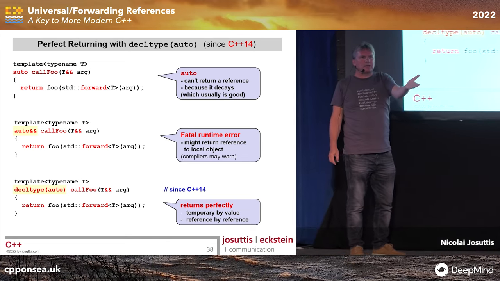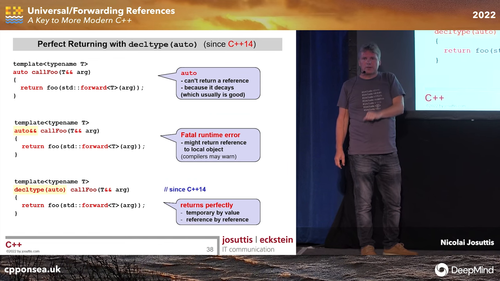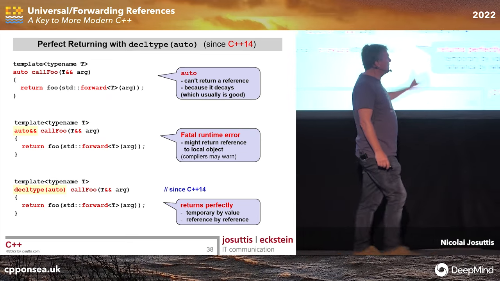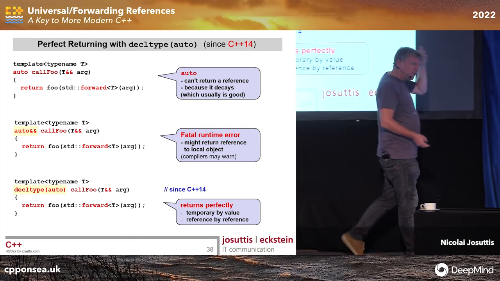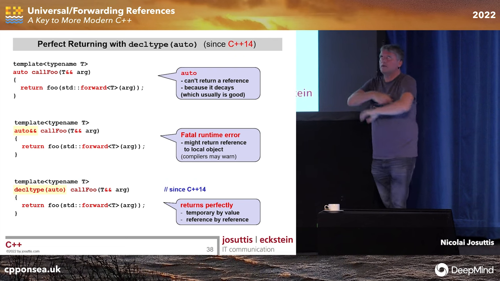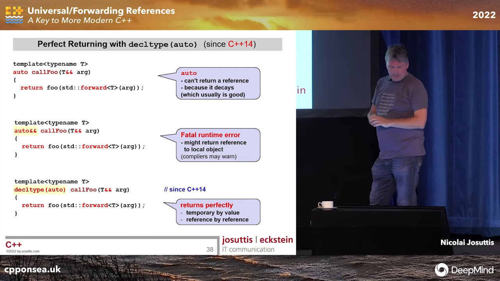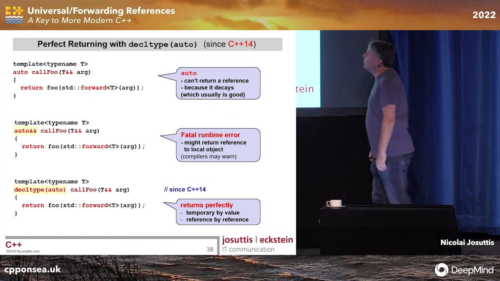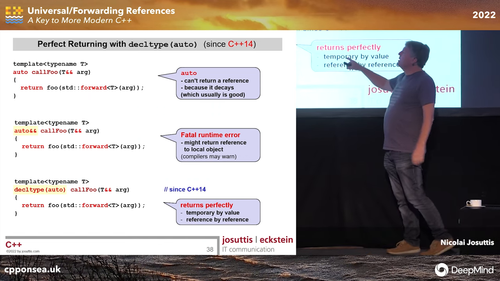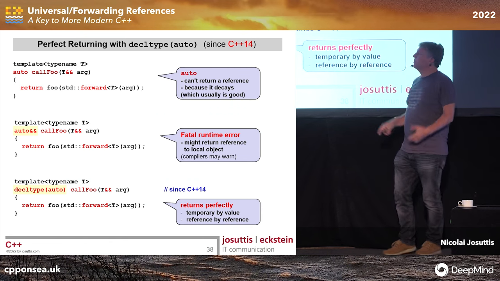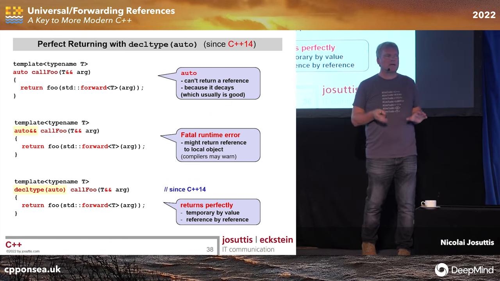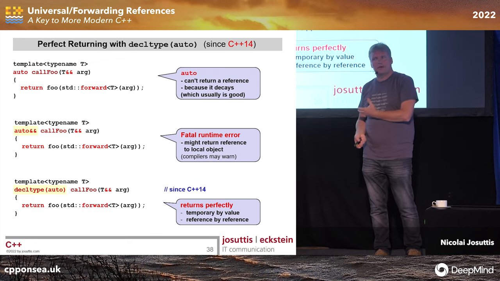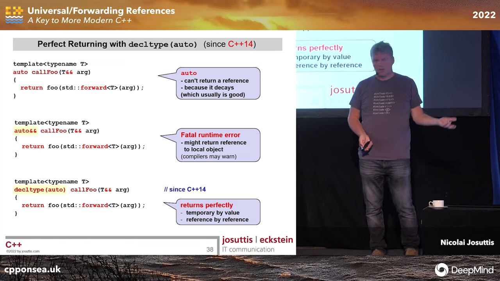Who has heard about decltype auto? Who has used it? A little bit less. Okay, so that is using the rules of decltype, which are an interesting slide of 10 minutes in itself. And they have the rule that they return temporaries perfectly by value and references by references. So the trick of decltype auto is if you have a value, return by value. If you have a reference, return by reference.